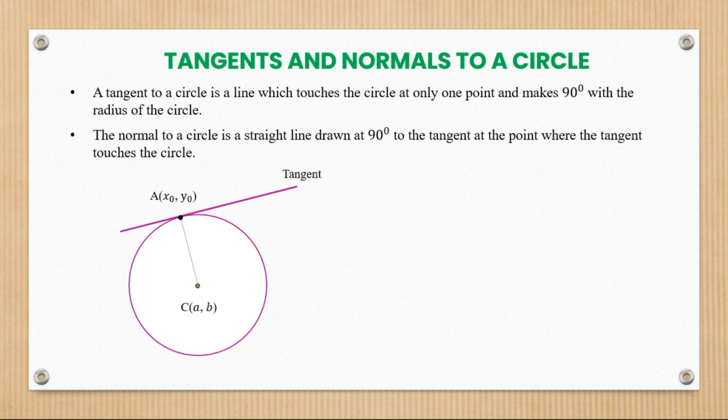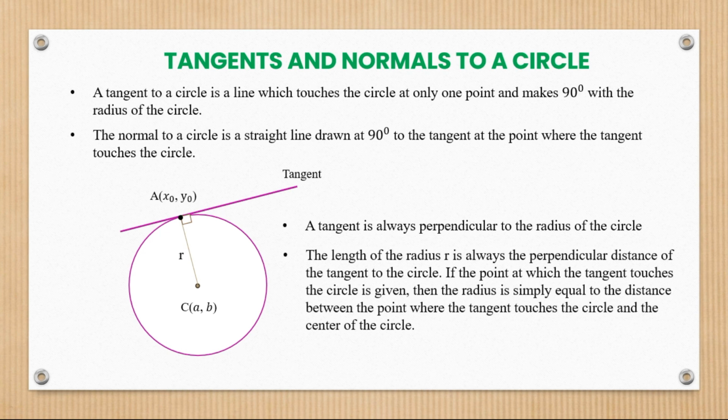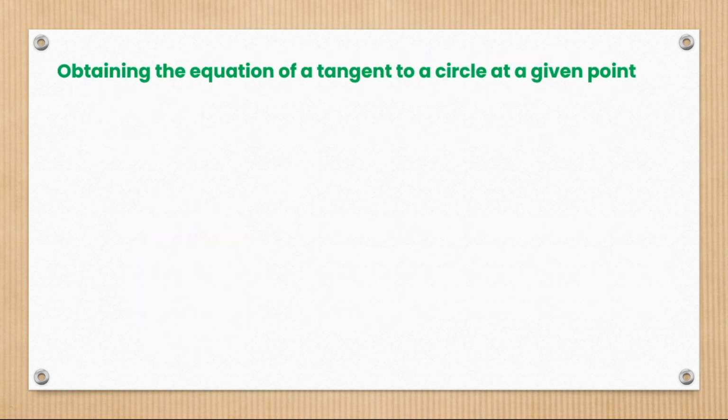So what we can see is that when we connect that point to the radius of the circle and then connect it to the center, we shall actually see that it makes an angle of 90 degrees at that point. So a tangent is always perpendicular to the radius of the circle. Now we can also see that the length of the radius is always the perpendicular distance of the tangent to the circle. If the point at which the tangent touches the circle is given, then the radius is simply equal to the distance between the point where the tangent touches the circle and the center of the circle, as you can see.